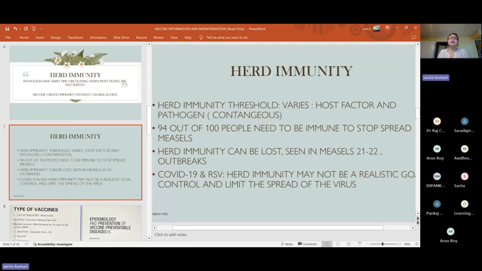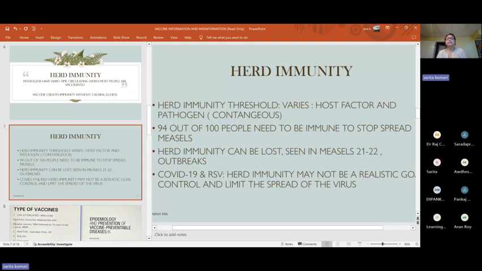About COVID-19 and RSV, these are two viruses which are still circulating. Herd immunity alone is not a very realistic goal because of their contagiousness and how frequently they are mutating. So the important part is to control and limit the spread of the virus.